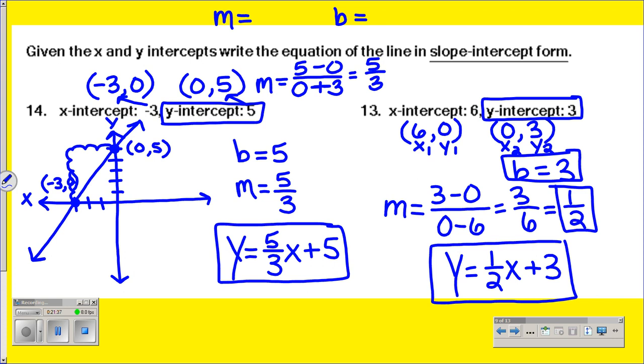If you flip over to the back, you're going to see the student practice 1 through 14, same layout as my guided notes. That is your assignment for this lesson.